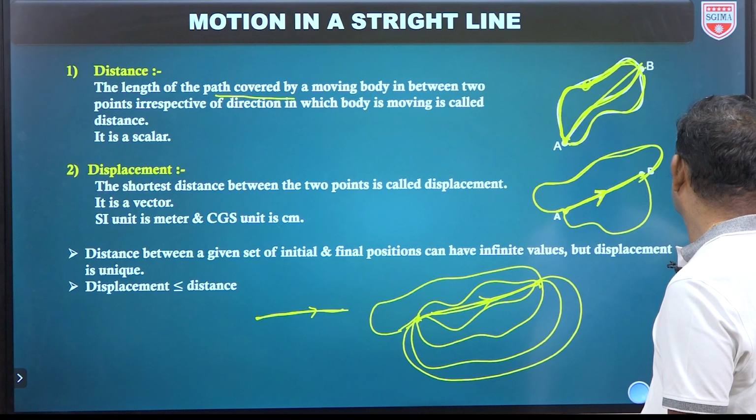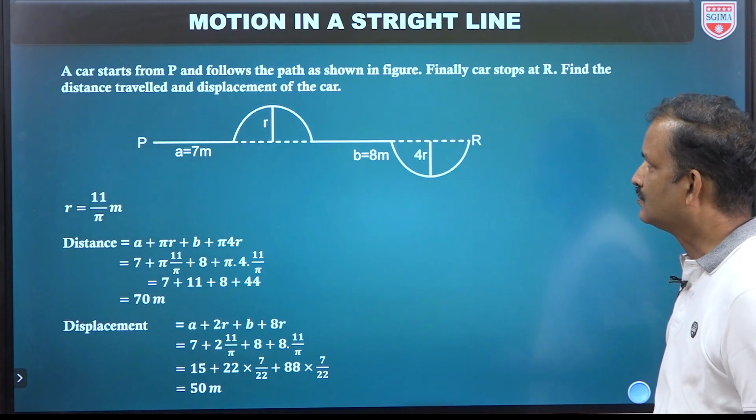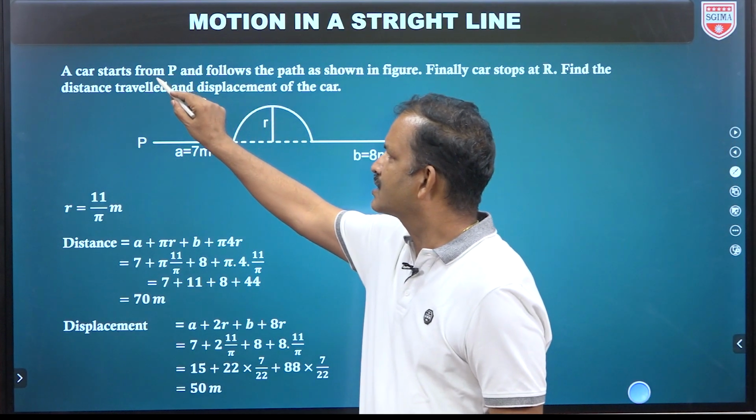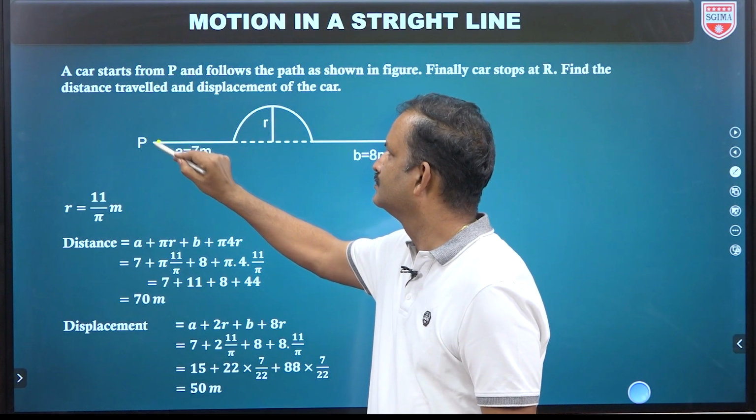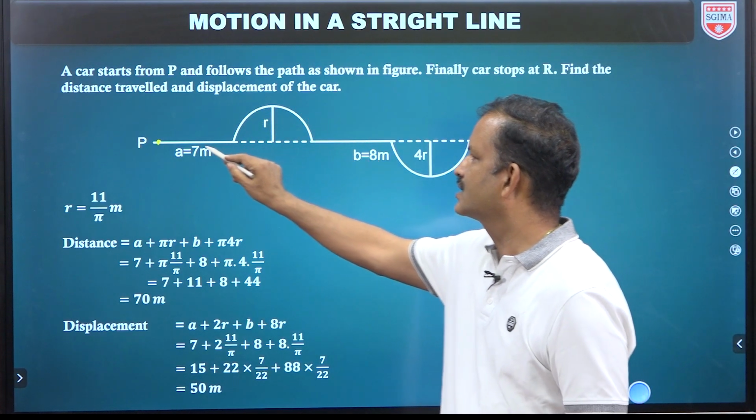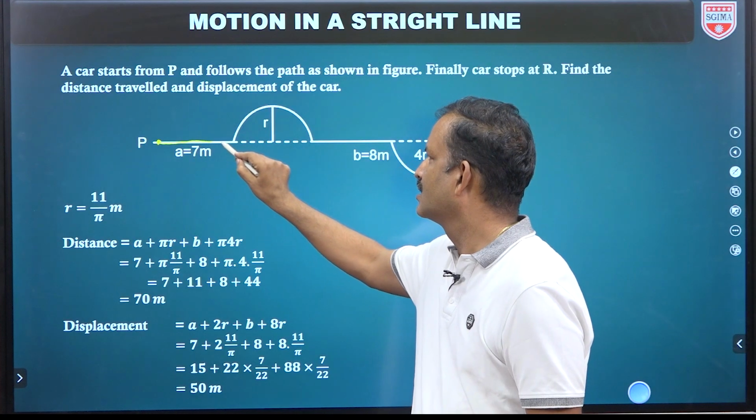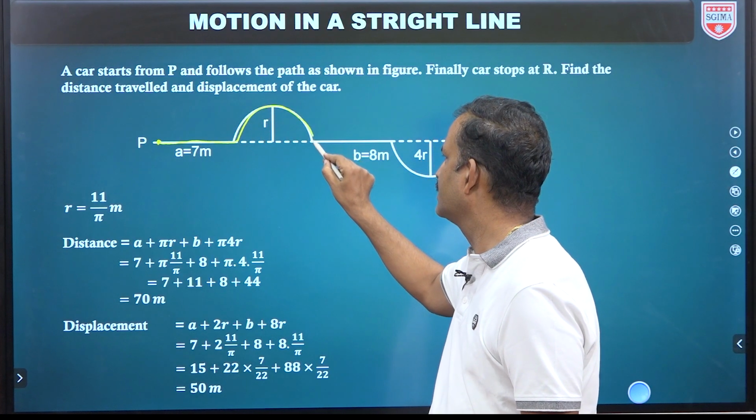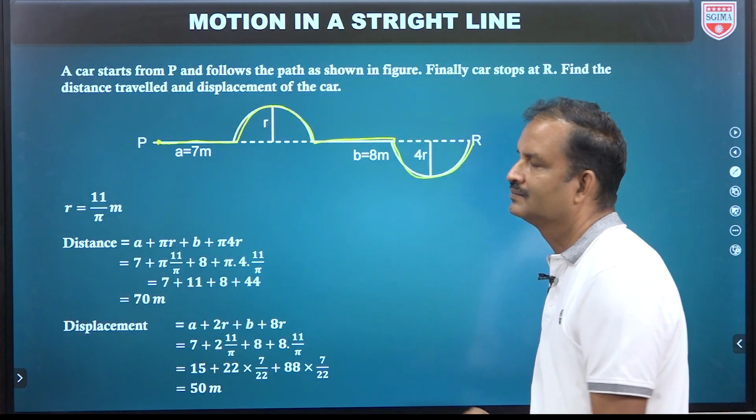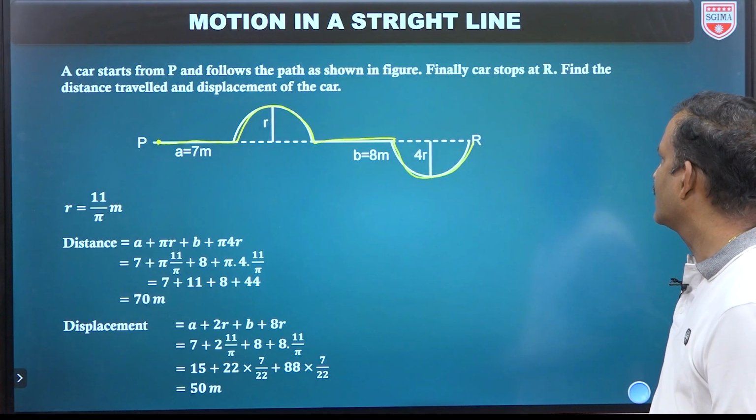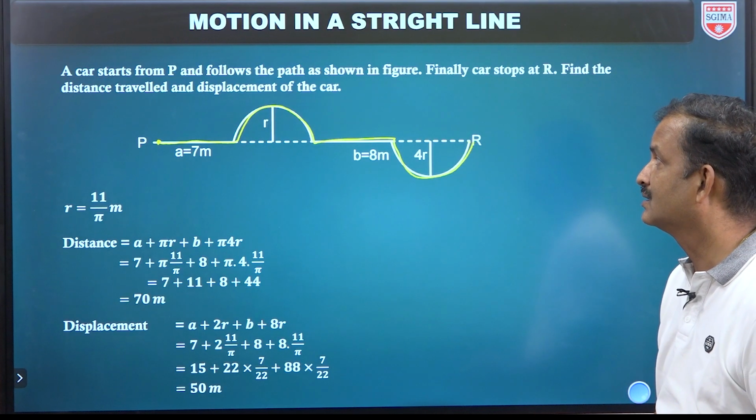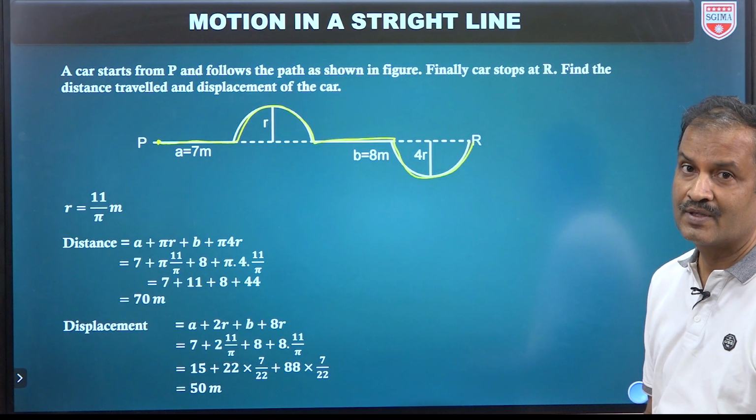Now, suppose a car starts from point P and follows the path as shown in the figure. First it starts here and it is going in this way, and it is coming in this way, it is going in this way. Finally, the car stops at R. Find the distance travelled and the displacement of the car.